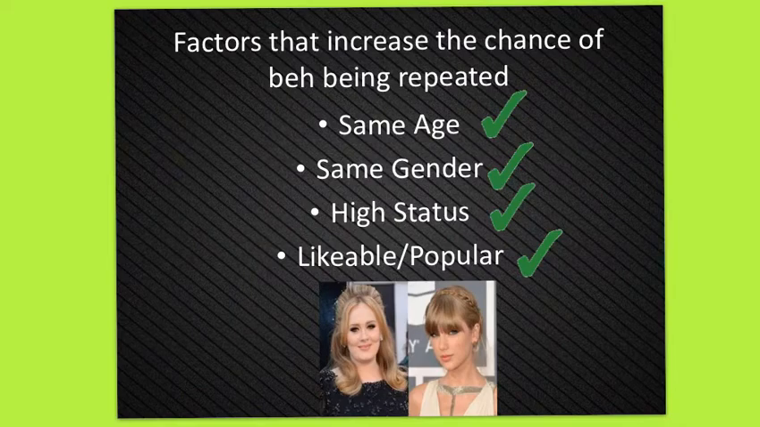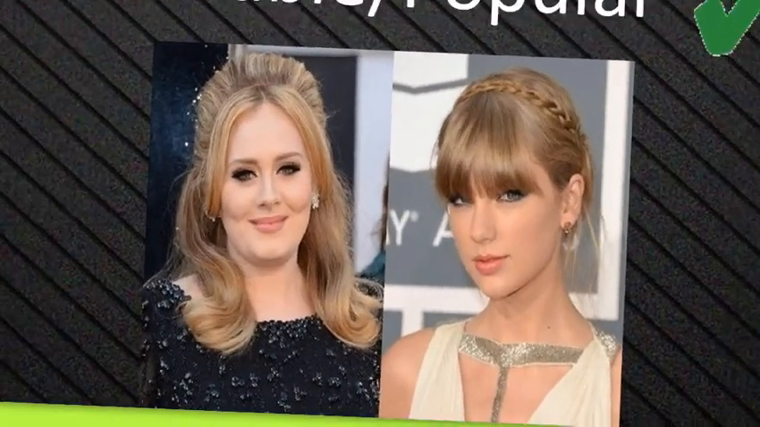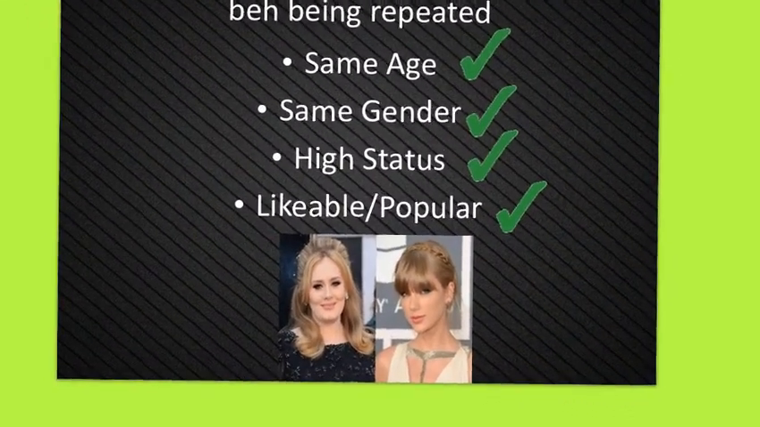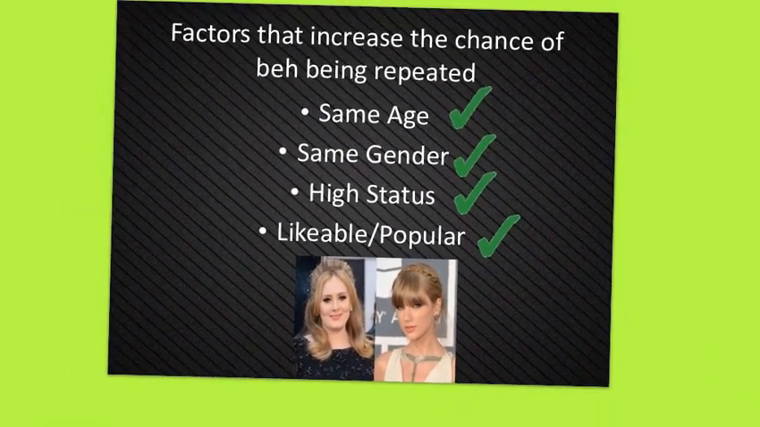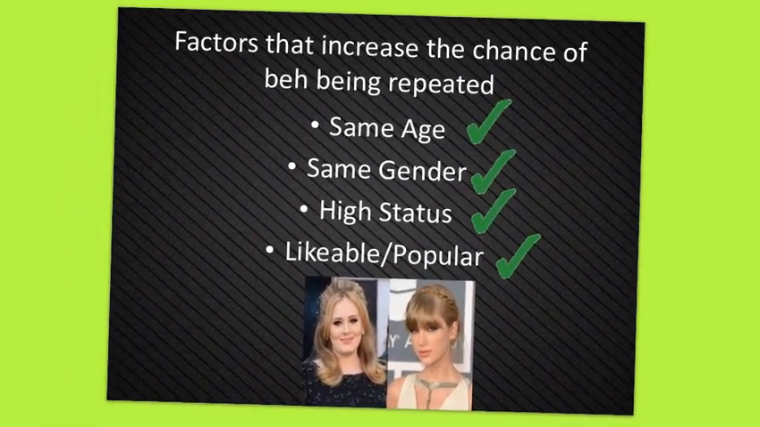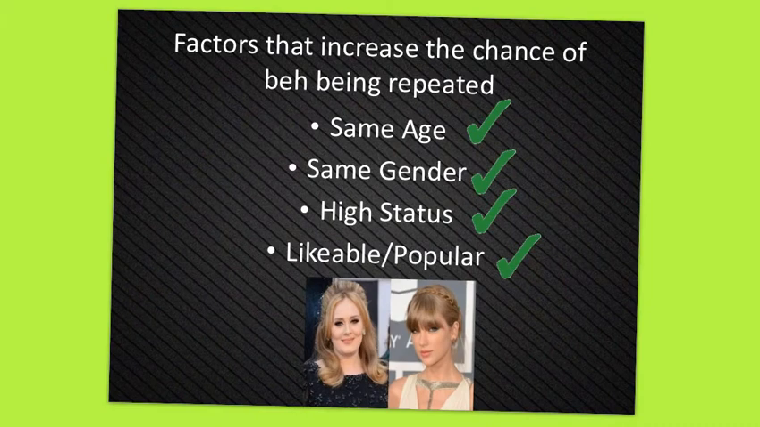or popular, much like Adele and Taylor Swift are the same age, same gender, high status, likeable, popular, etc., makes it more likely that if you are the same age as Adele or Taylor Swift and they do something bad, you're going to be more likely to copy them. So it's all about the fact that we're going to have these key factors which we identify within role model that then allows us to copy or be more prone to copying their behaviour.